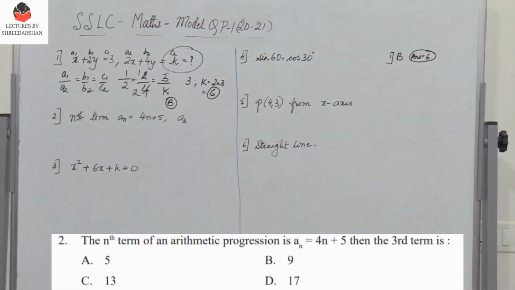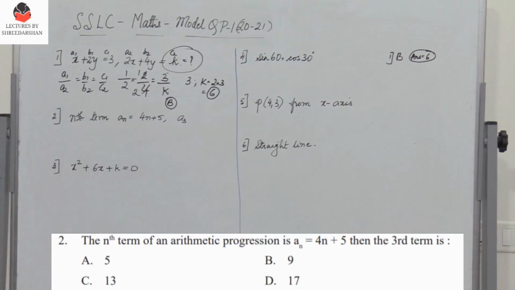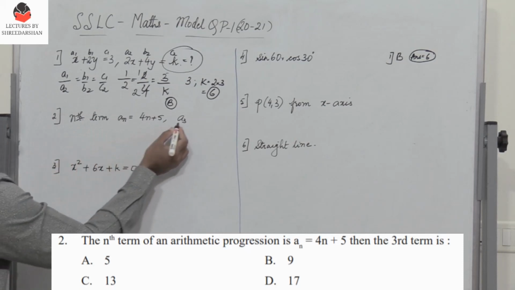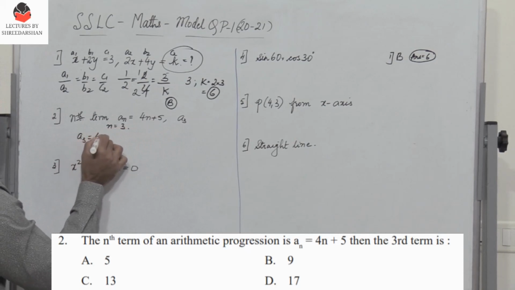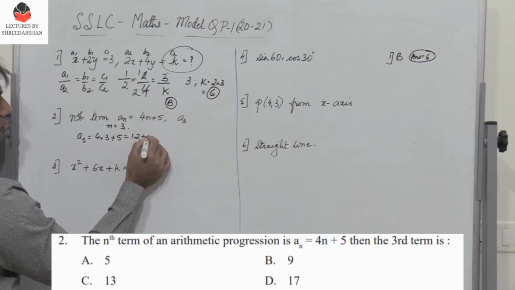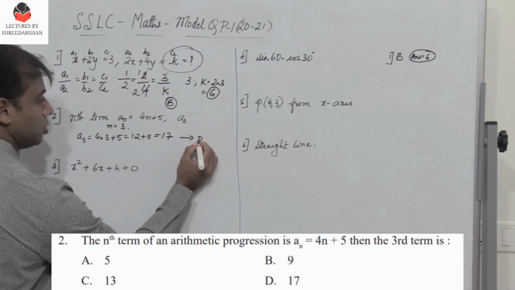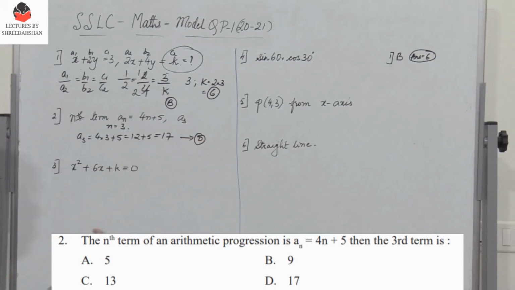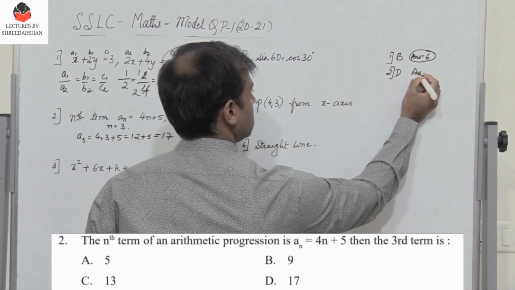The second one, the nth term is an equals 4n plus 5 and I need to find a3. So definitely to find the third term, n equals 3. So therefore a3 equals 4 into 3 plus 5. So 12 plus 5 gives me 17. So you find that 17 corresponds to the option D here. So the second one is D and the answer is 17.